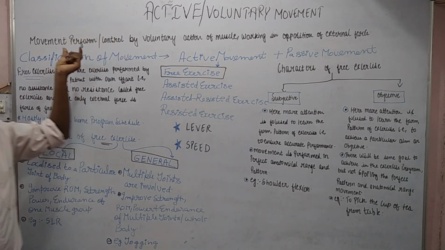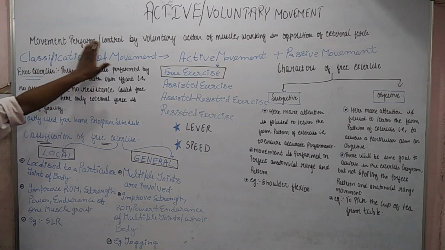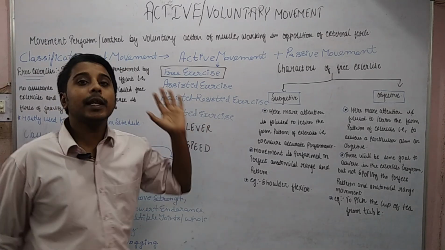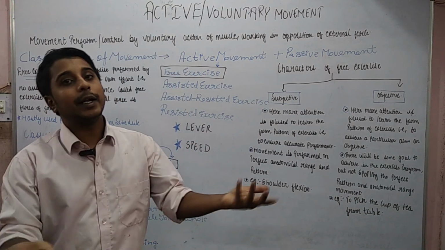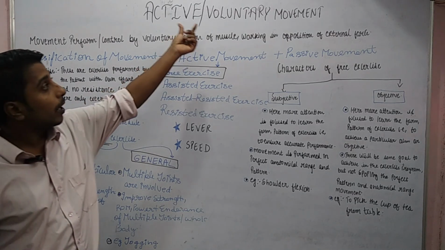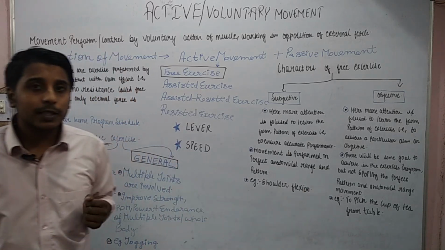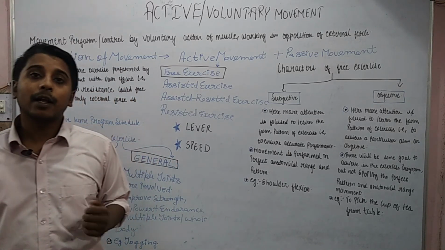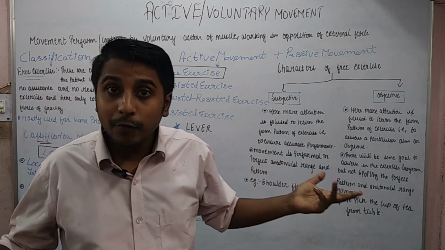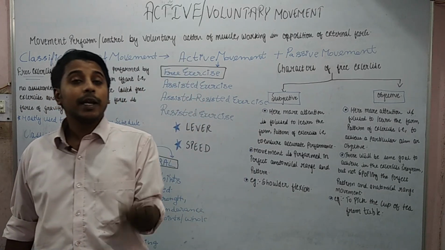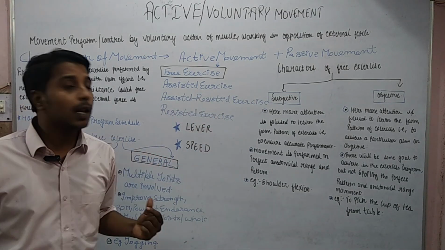What is active movement or voluntary movement? Simple. Movement performed or controlled by the voluntary action of muscle. The movement which we perform by our own voluntary action is called active movement, and this movement is in opposition to some external force. Yes, we can hold a dumbbell in our hand, we can simply do elbow flexion or shoulder flexion, but you will say, where is the external force? Here the external force in elbow flexion is gravity, which is a universal external force.